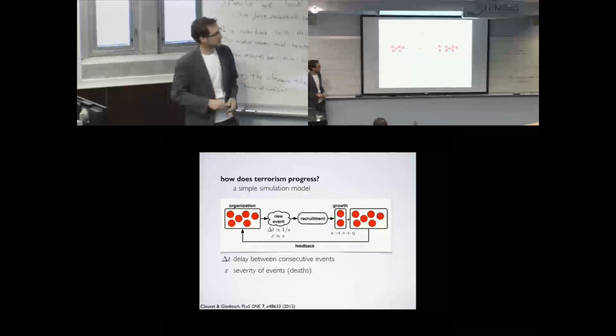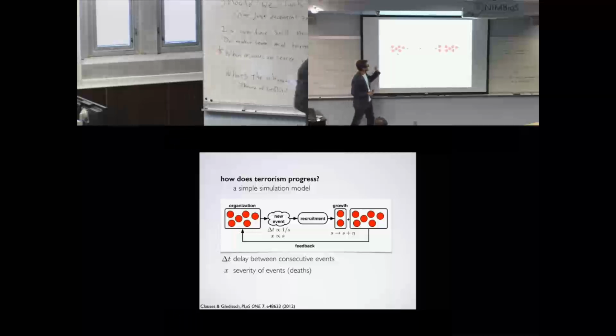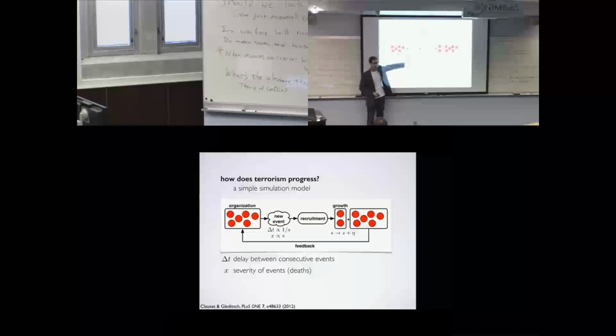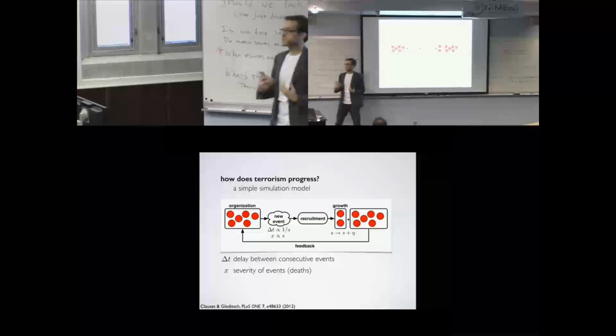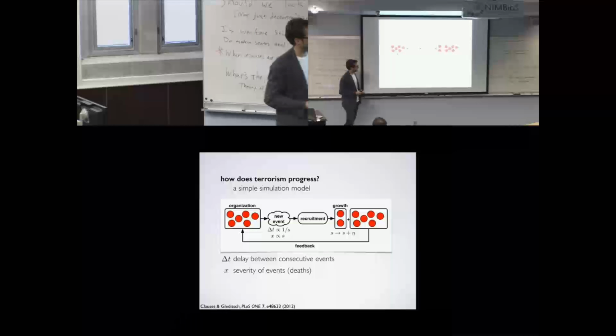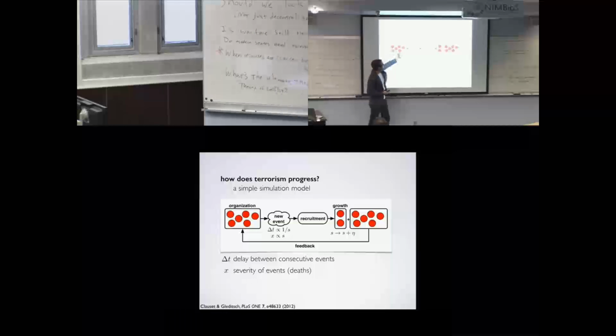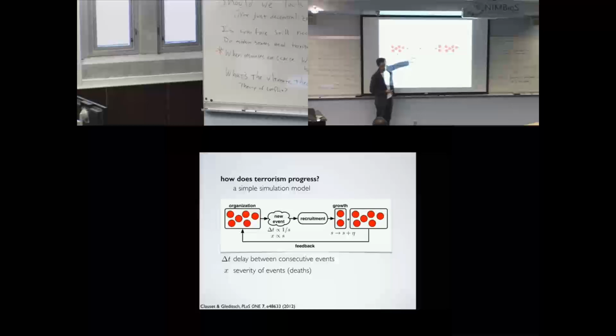So we can model this mathematically. There's a very simple simulation model that just describes exactly the process I told you before. We're going to make an additional assumption that the severity of the event is also proportional to the size of the group, because perhaps the more people I have, the more resources I can marshal in order to carry out extravagant attacks. So I have some organization with some people. I create a new event. The delay between my last event and my current event is inversely proportional to my size. So the bigger I am, the faster I move. And the size of the event is proportional to the resources I have, which is my size. So the bigger I am, the bigger the event. That leads to recruitment. That gives me a few more people. I grow, and then I repeat this process over and over again.